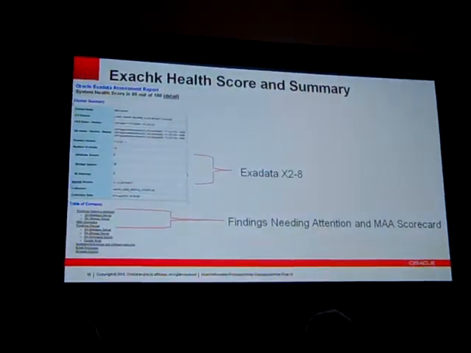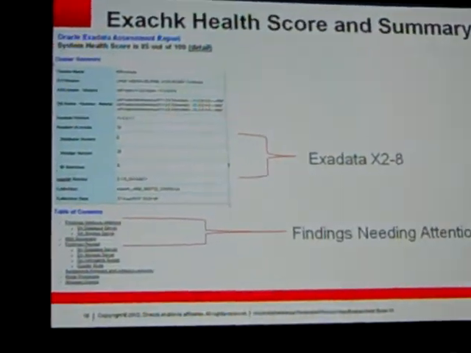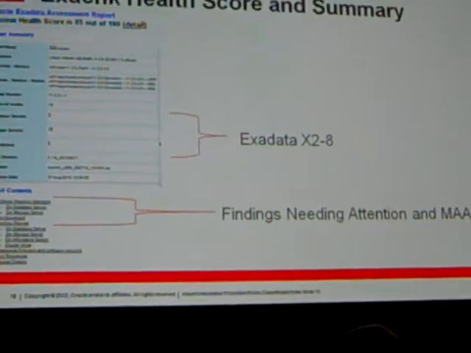Let me give you an example. So, it's a nice, simple HTML report. You look at the summary, okay, this is my X2-8 system, 2-node, 14 cell, 3 switches. Yeah, this is my system. Yeah, things pass, that's cool, but there's something that failed. That's where I want to focus my time. I want to focus the time on things that failed, that's alerting, and the MAA scorecard.